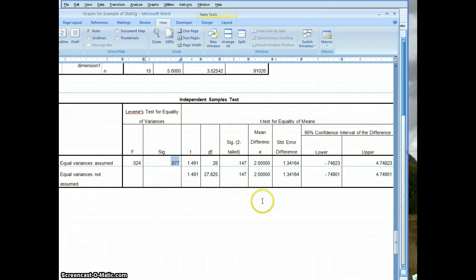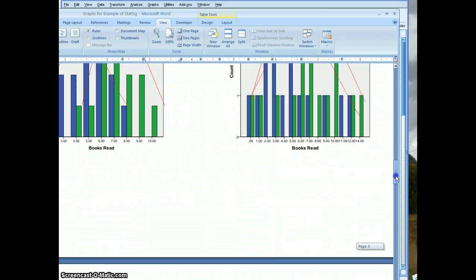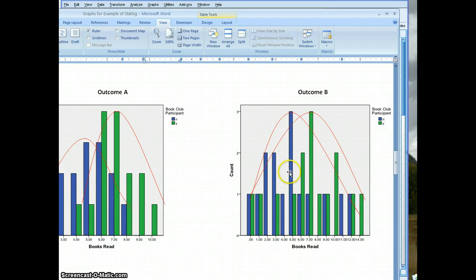That number is greater than 0.05, so there is not a significant difference in outcome B between those in the book club and those not in the book club. The reason why there's not a significant difference, again, is because of the way they're distributed. There's such a broad distribution of those in the book club and those not in the book club. There are just as many kids not reading books here who are not in the book club as there are kids reading books who are in the book club. Same thing up here. We have kids who are not in the book club reading 12 books, and we have kids who are in the book club reading 12 books.